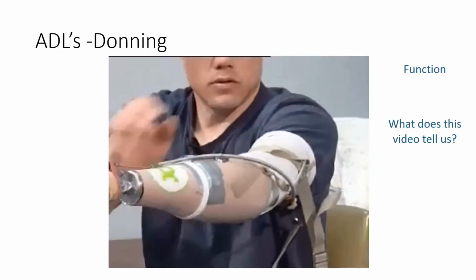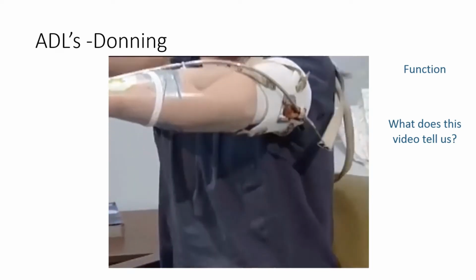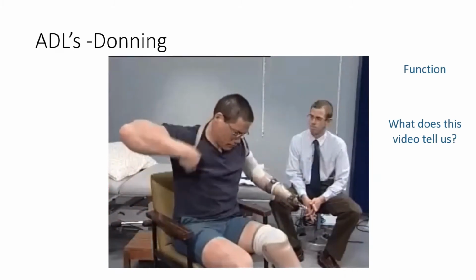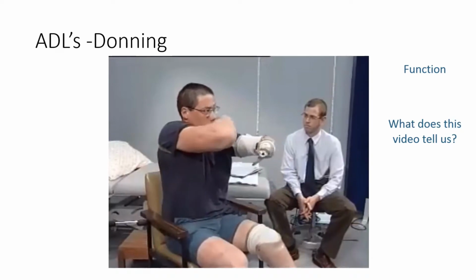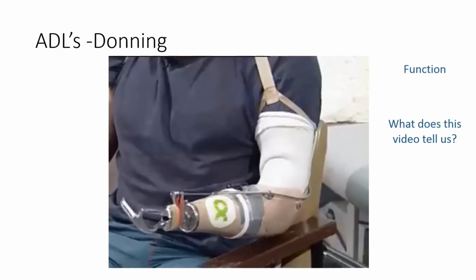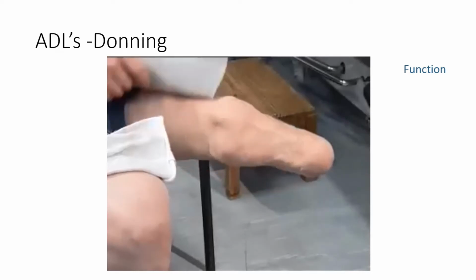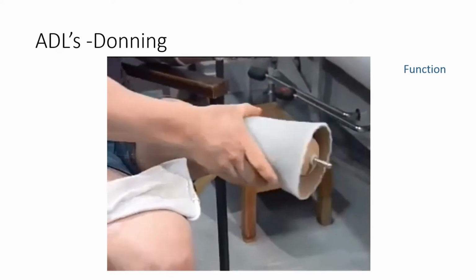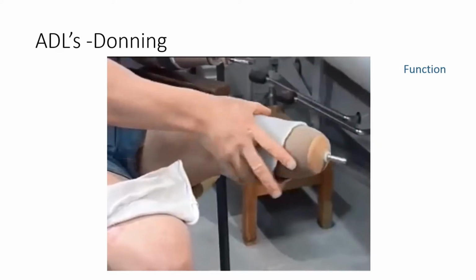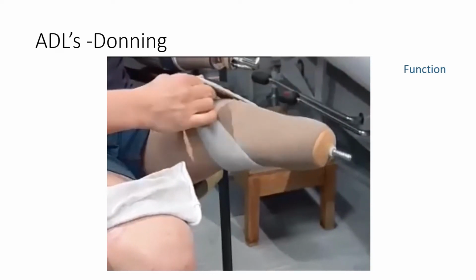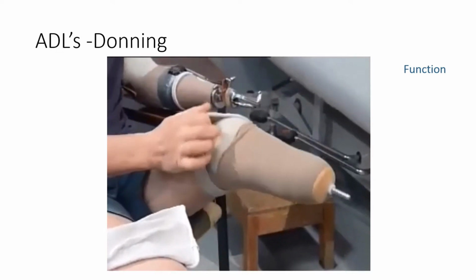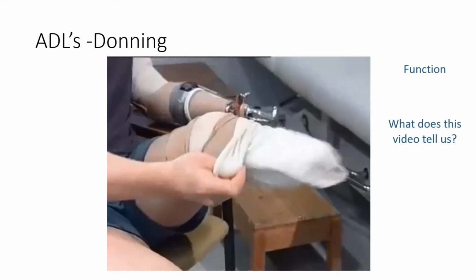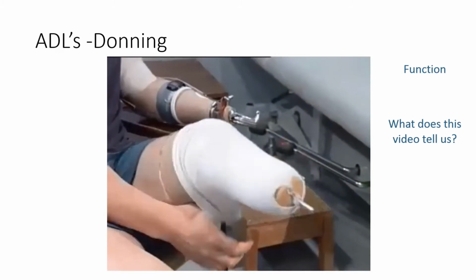So again, what are the observations that we can make? There's some clearance tests we can imply. He's got good shoulder range, good dexterity. And if we look at the lower limb, we have, again, functional assessment of his ADLs. He can actually don the orthosis or the prosthesis effectively.